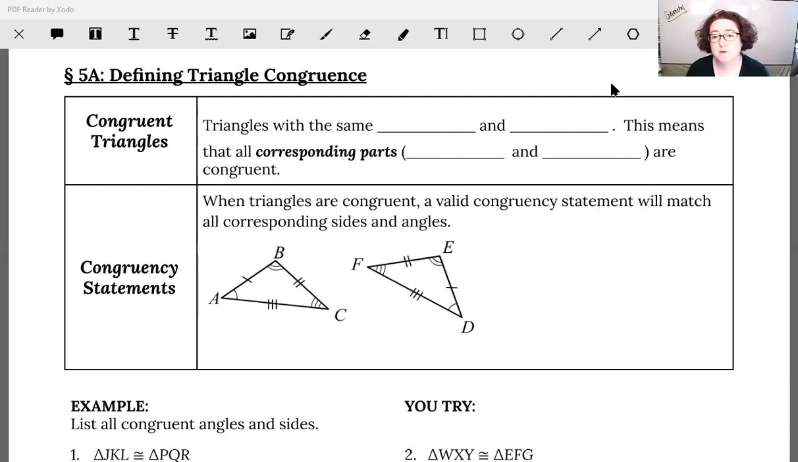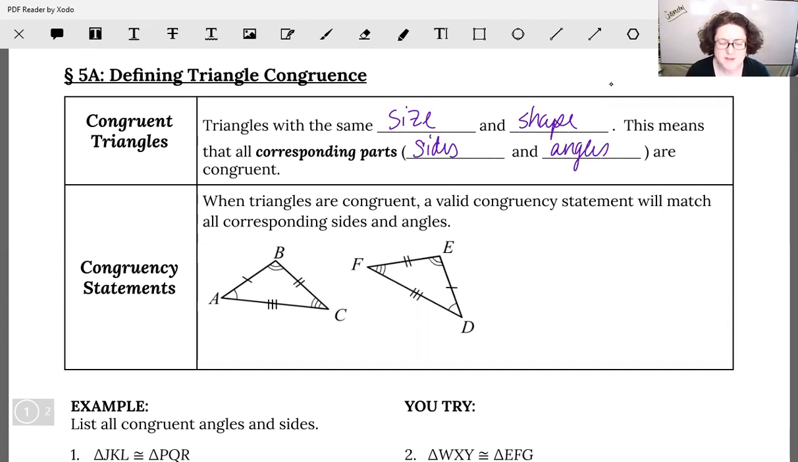So when we're dealing with congruent triangles, these are triangles that basically have the same size and shape. In other words, same kind of triangle, like both acute triangles, both equilateral triangles, things like that. But this also means that their corresponding parts, in other words, their sides and their angles, are all congruent, or they all have equal measures.